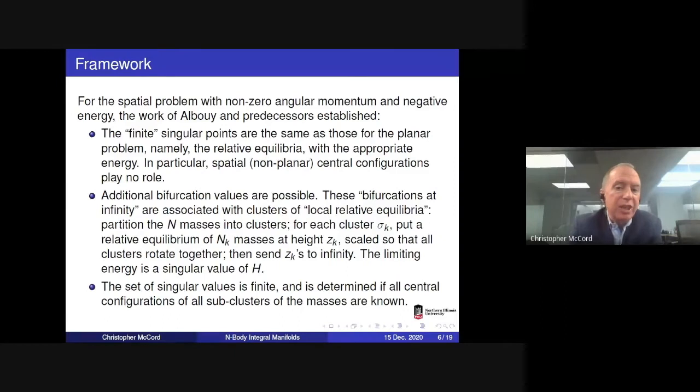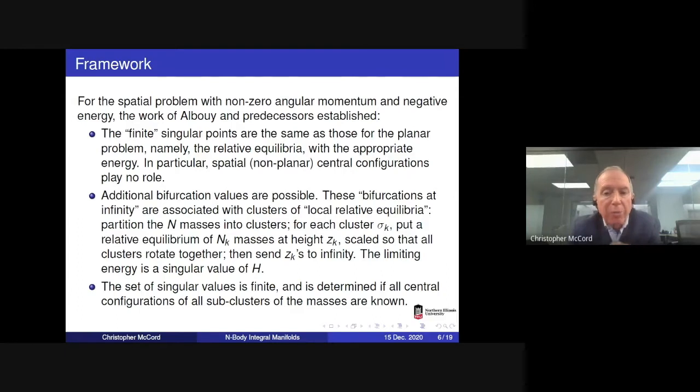Imagine taking your N masses and dividing them up into clusters with some number of particles in each cluster. Take each of those particles and form a relative equilibrium at some height z sub k, a different central configuration for each height, and then push them off in the z. So these are central configurations that each lie in its own plane, and then push them apart from each other. Form a sequence of these which push apart from each other in the z direction while maintaining their structure in the xy directions. You'll get a limiting energy value, and that limiting energy value is a potential bifurcation value known as a bifurcation at infinity.